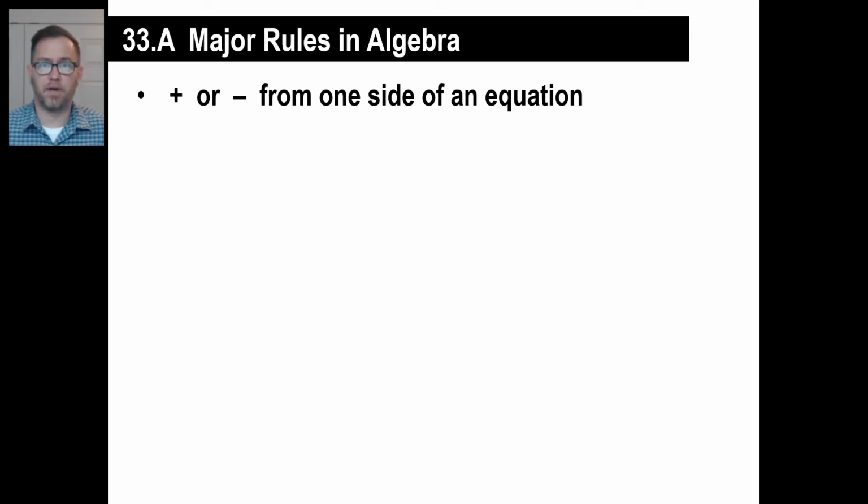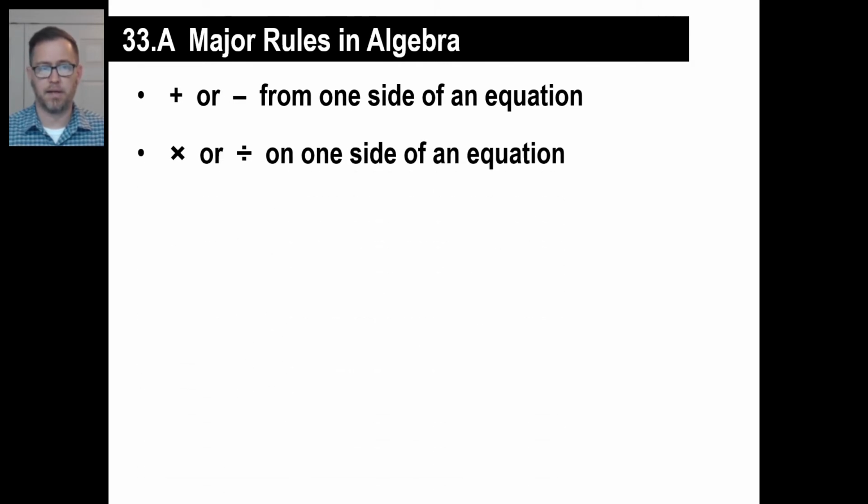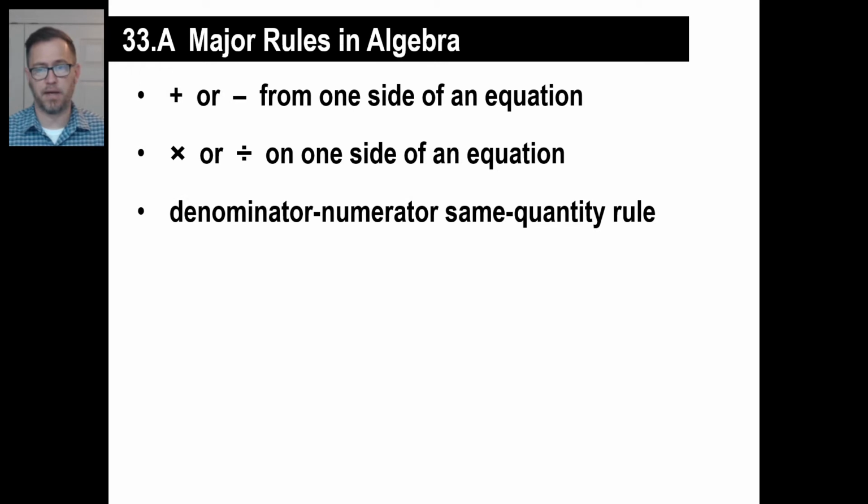Hey y'all, let's take a very short lesson today, just major rules in algebra. We know these already, but let's just go over them. If you add or subtract from one side of an equation, you do exactly the same thing to the other side of an equation, right? If you multiply or divide by one side of an equation, do the same thing to the other side of the equation, okay? Denominator, numerator, same quantity rule.